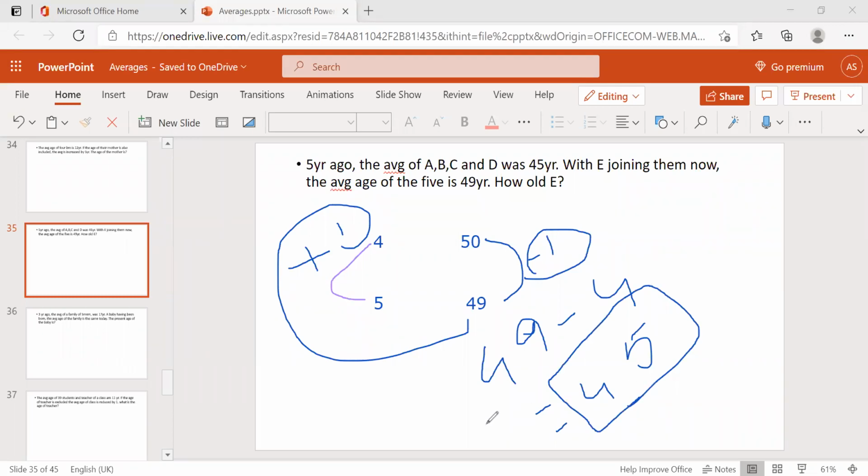See, the concept is very easy. But if you are not practicing this concept, you don't know the various questions we are going to take. So here also, 5 years before it is 45. That means now the average is nothing but 50. It is increased by 5 years for everyone. So the new person joined. After that, what will happen? It is decreased to 49. So 1 year is decreased to 49. So the average age of the E is nothing but 45. Is it clear?